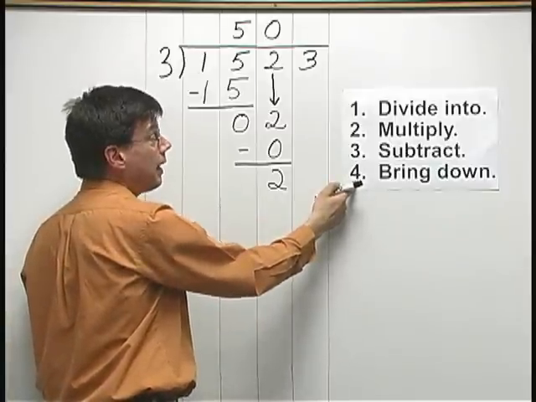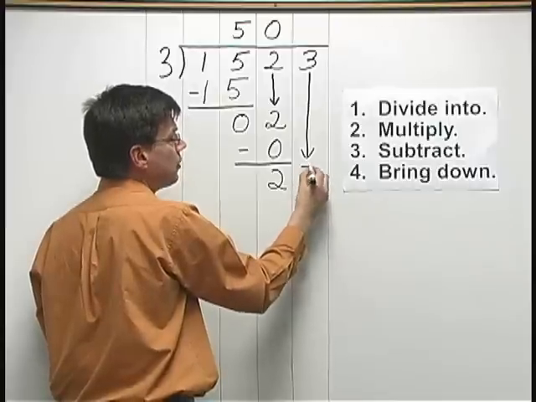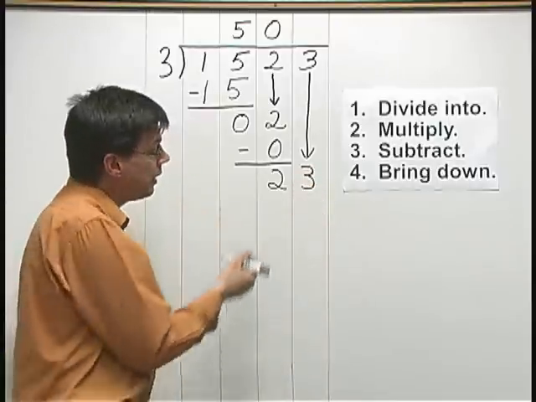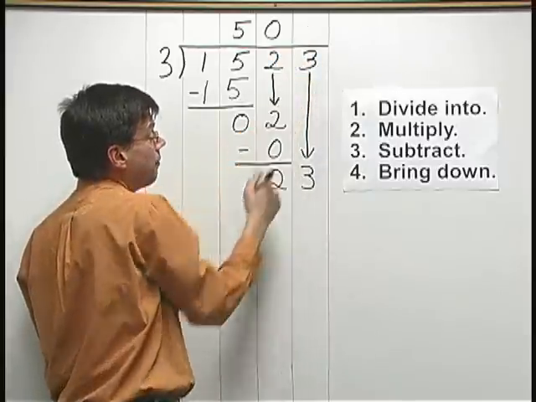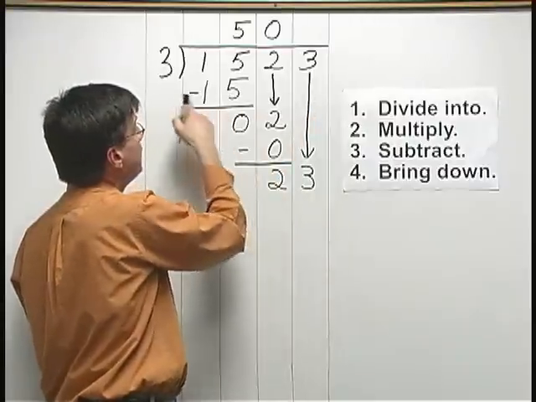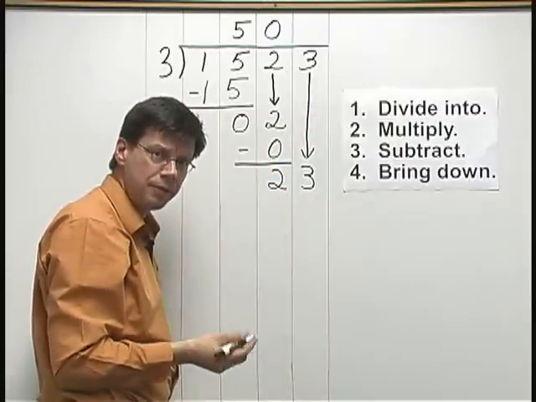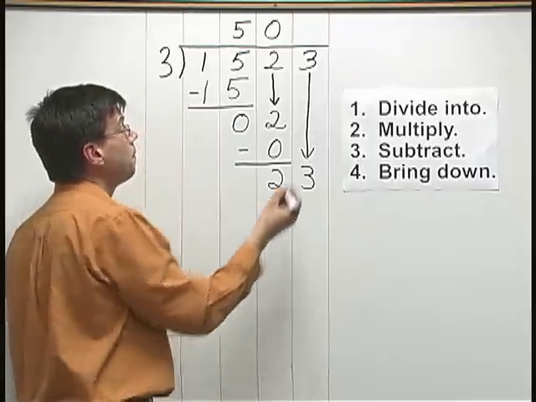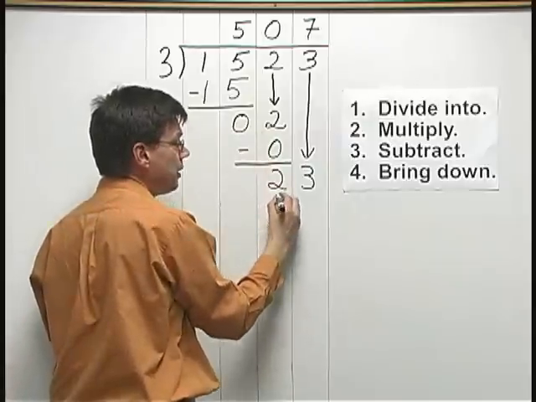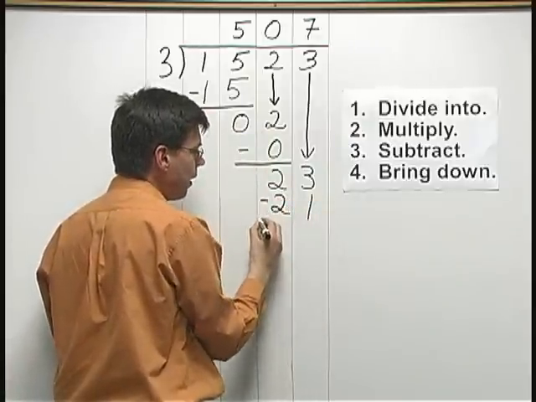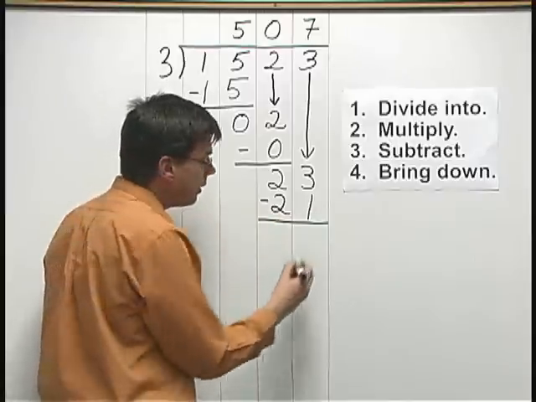After I subtract, I get to my bring down step. I bring down the next digit. Just one digit at a time. Each time you bring down a digit, you have to write a number up above. So now I'm back to divide into. 3 goes into 23 7 times. So I write a 7 up above. 7 times 3 is 21. And then I subtract. 23 minus 21 is 2.